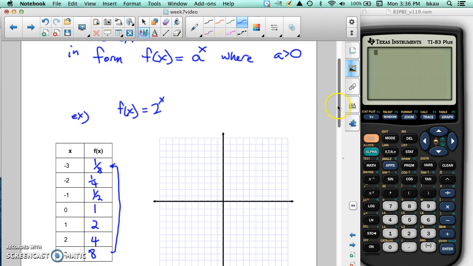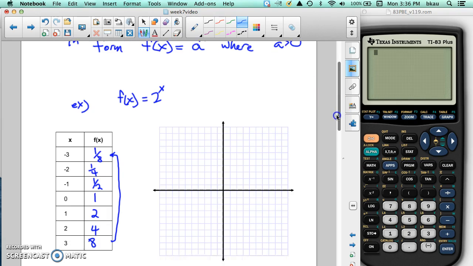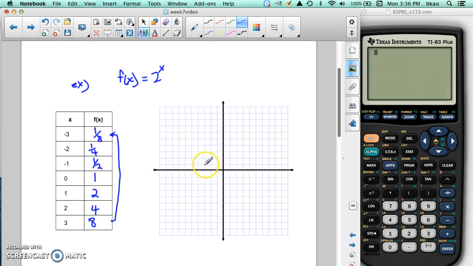All right, now let's take a look at the graph of this. So we graph this. Starting out with -3, 1/8 would be close to that value. -2 is a quarter, then a half, a 1, 2, a 4, and 8. I believe that's here. So my graph is going to look like this.